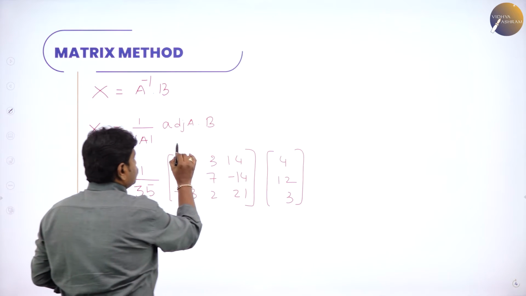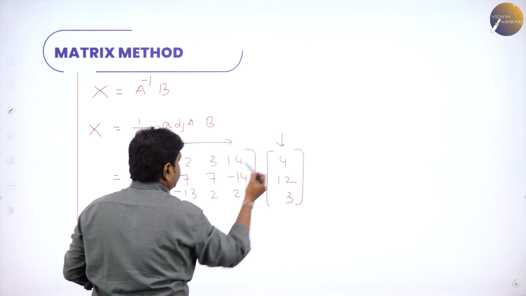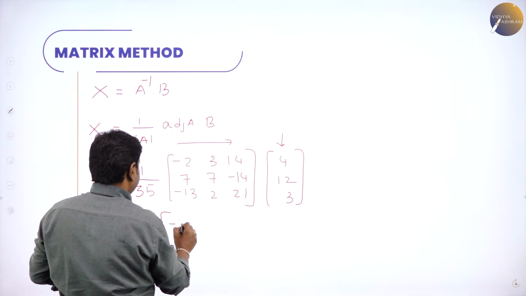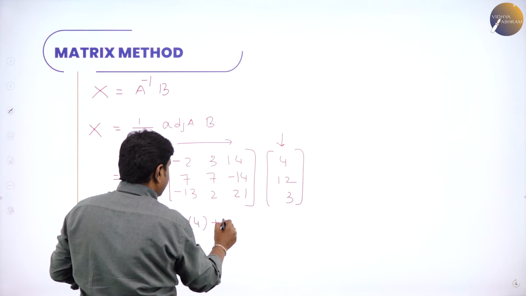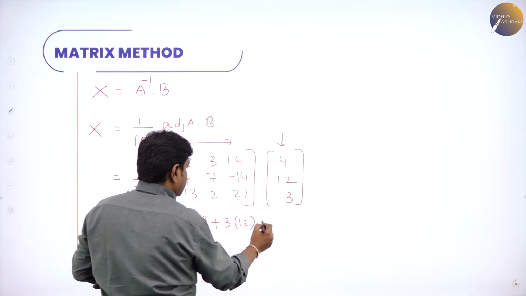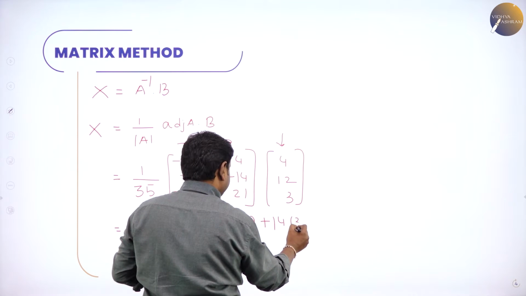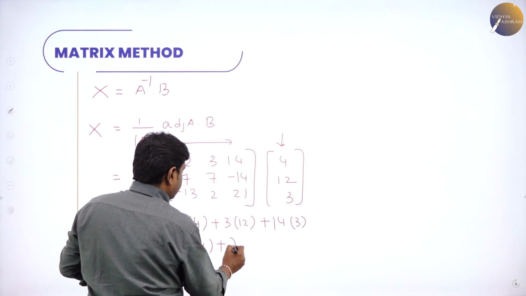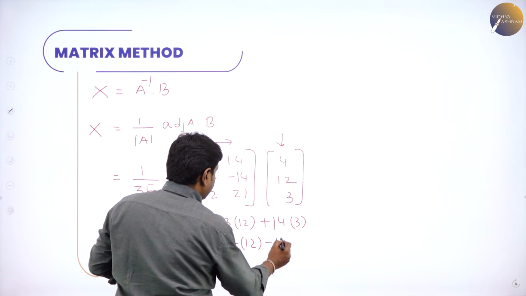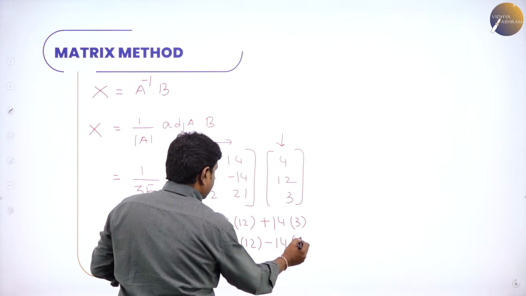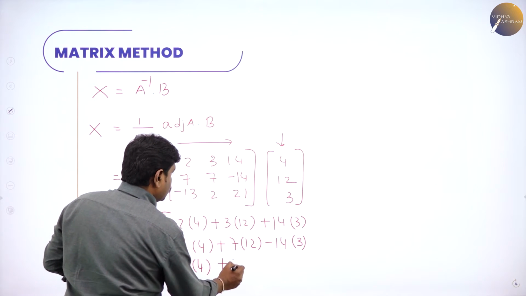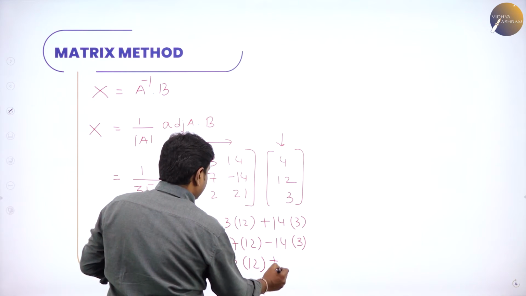Now multiply. First row with first column you multiply. If you do that you will get minus 2 into 4 plus 3 into 12 plus 14 into 3. Then 7 into 4 plus again 7 into 12 minus 14 into 3, then minus 13 into 4 plus 2 into 12 plus 21 into 3.